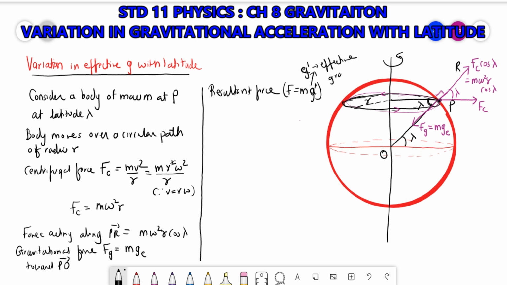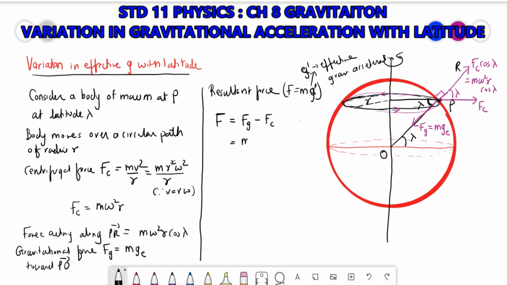Effective gravitational acceleration, not GE. It is the effective gravitational acceleration as the resultant force due to both centrifugal force and gravitational force. So I can write down that the resultant force will be equal to Fg minus Fc. Here the gravitational force is higher, so I am writing Fg minus Fc.